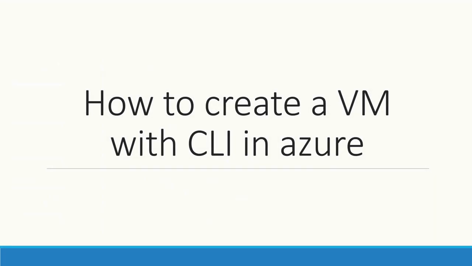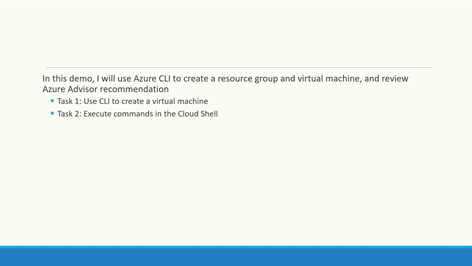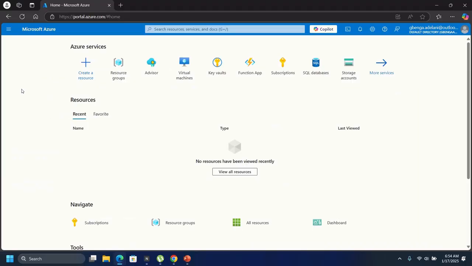In this demonstration, I'm going to show you how you can create a VM using CLI in Azure. So what I will do is that I will use the CLI to create a resource group, and I will also use the CLI to create the virtual machine. Then I will also run certain commands to manage the resources, and I will run those commands in CLI.